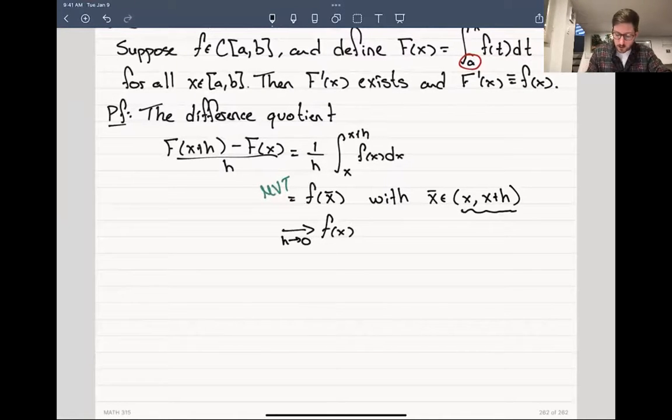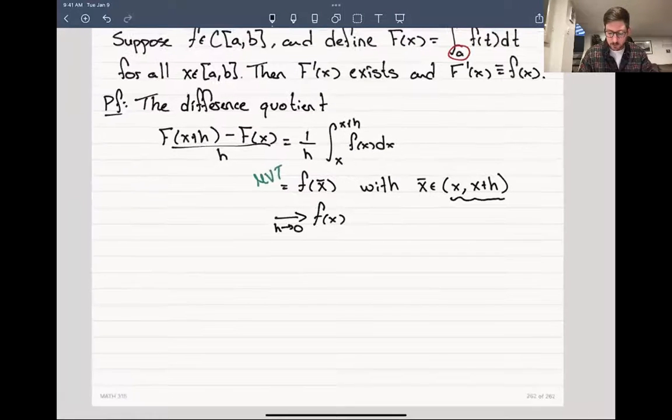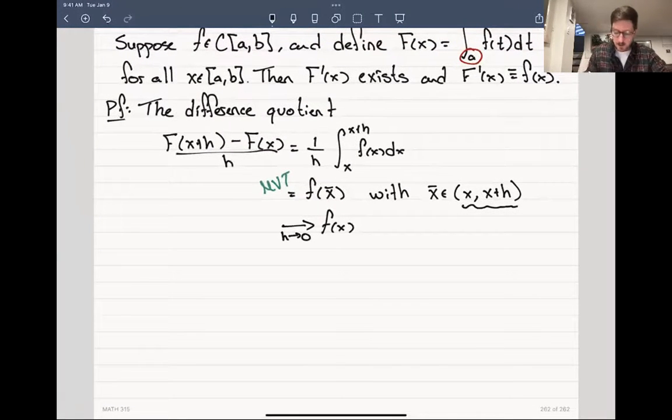But what does that show you? That shows you that the derivative of capital F is equal to little f. Right? Because this is taking the limit as h goes to 0. That's what my little arrow notations have done here. And so this proves everything that I wanted here.